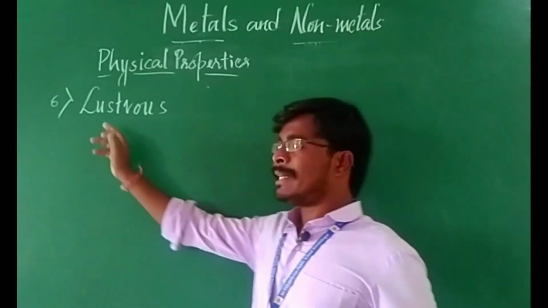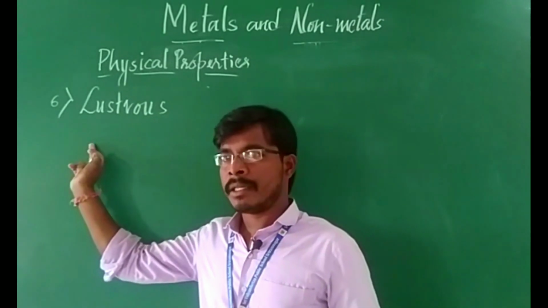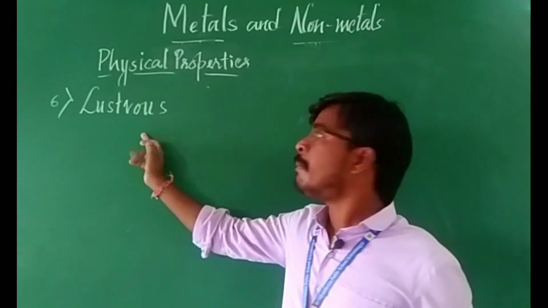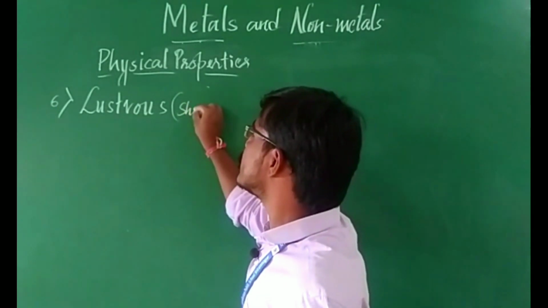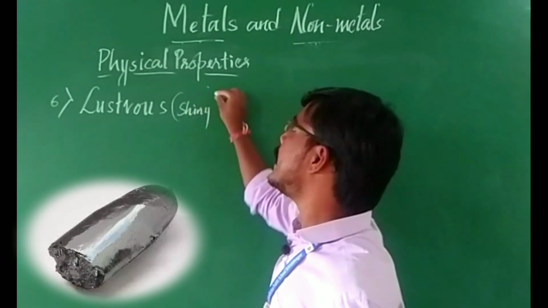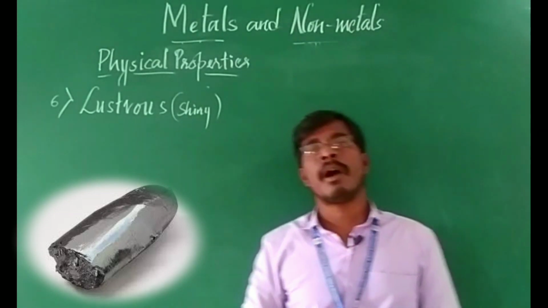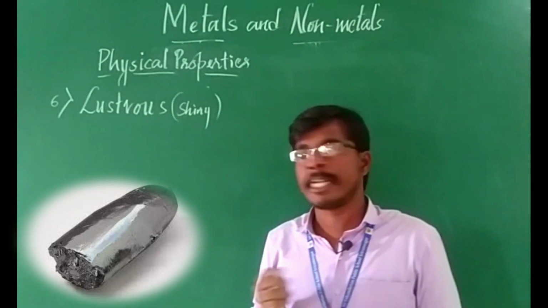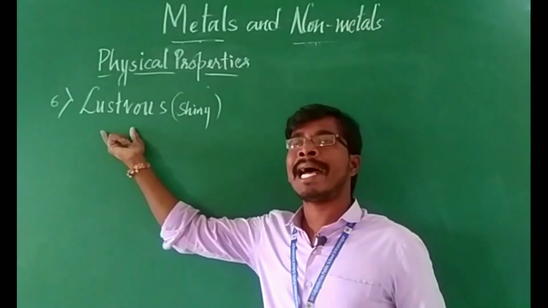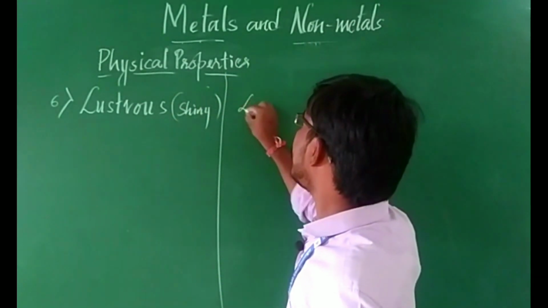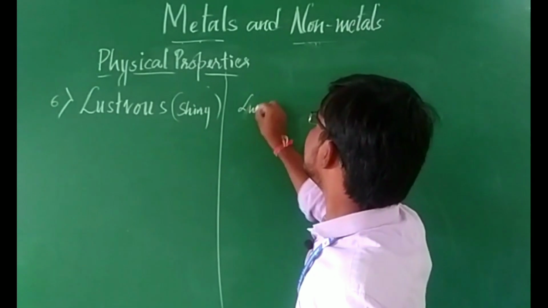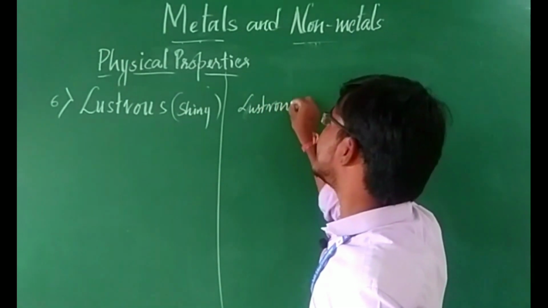Okay. The next property is lustrous. The property of an element when it is cut freshly, it is going to shine. That shiny appearance of an element when it is cut freshly is called the lustrous property. And almost all the metals are lustrous in nature. Okay.